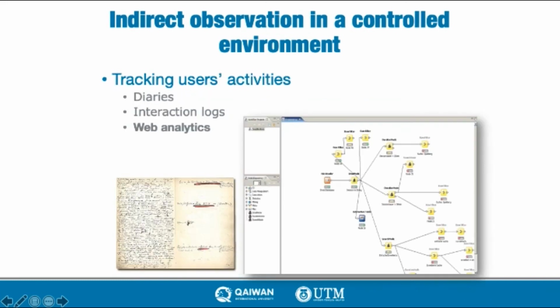so you can identify the problem. There is another way of observation in controlled environments, which is the indirect way, where you can track your users' activity. For example, how the users interact with that system, how many times they log in to that system, how many times they view the document. So you may know whether your users are interested or not, or what the problem is. So this is indirect observation.